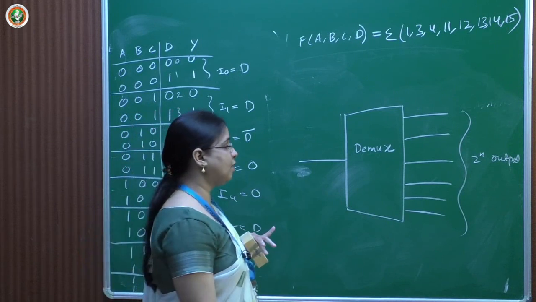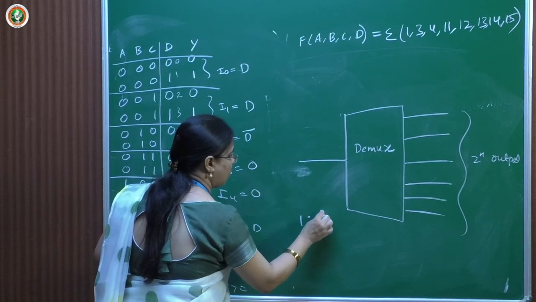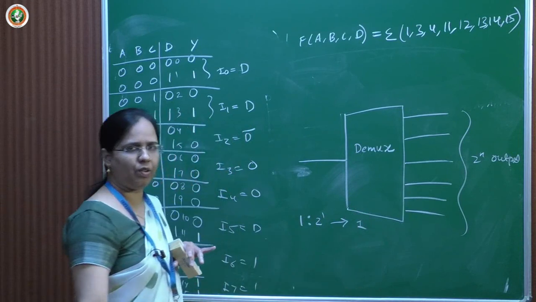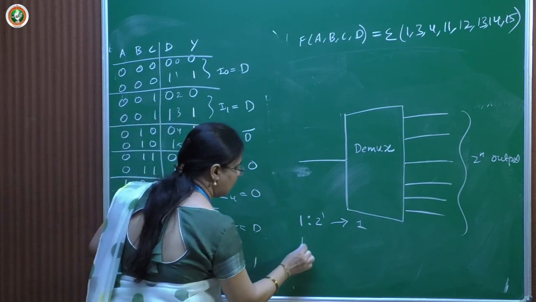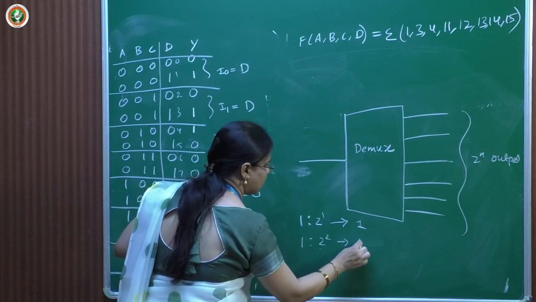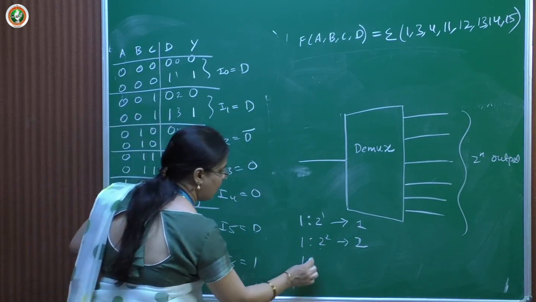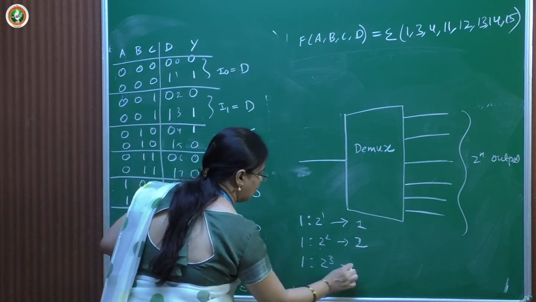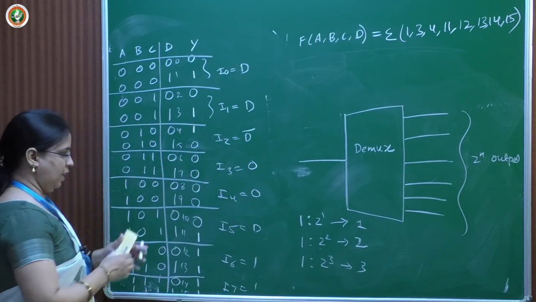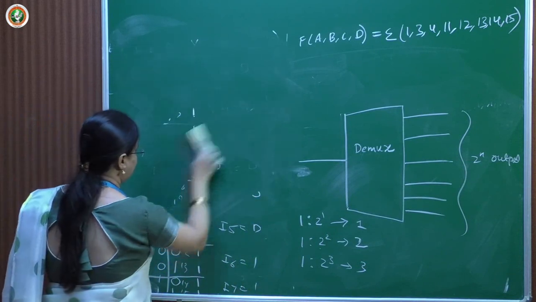Okay, how we are going to do that? So what varieties of demultiplexers we can design? 1 to 2 power 1. So in this, how many control inputs will be there? 1 control input. And I can design 1 to 2 power 2, that is 1 to 4 demux. How many control inputs? 2 control inputs. Then similarly we have 1 to 2 power 3, 1 to 8 demux. So how many control inputs? 3 control inputs. Quickly I'll show you the design of one of the demultiplexers. Just I'll give you the idea.